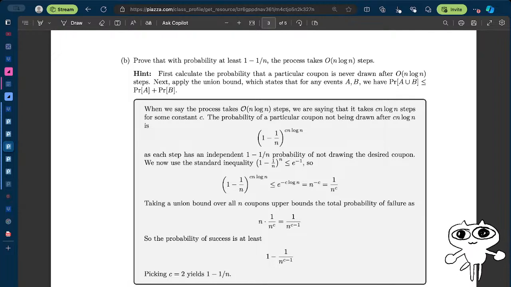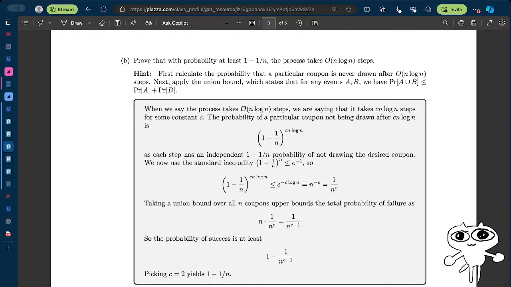Some useful standard inequalities to keep in mind are these: 1 minus 1 by n to the power n is less than or equal to e to the power minus 1, or 1 minus 1 by n to the power c n log n is less than e to the power minus c log n, which equals n to the power minus c, which equals 1 by n to the power c.